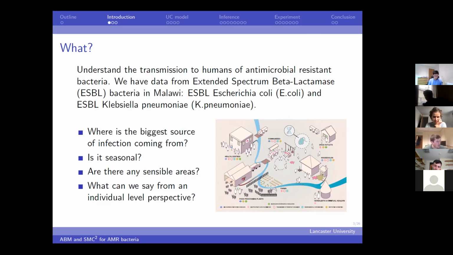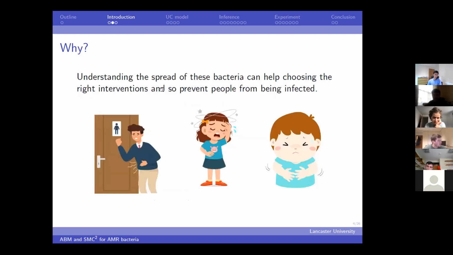Is it some kind of hygiene problem in the household? Is it something more related to the environment, like some problem with the sewer system or stuff like that? Of course, if it's seasonal, and so if it changes across the months in the year, if there are any sensible areas geographically, and so if there are any suggestions on where to act to sort of reduce the spread, and also if there is some kind of relation with the individual covariates, so if age, income, and gender can somehow influence the spread.